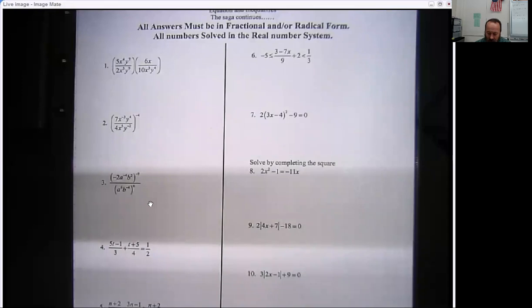And so I was requested that I would go through the equation inequality challenge problems and kind of go through those solutions. So here we go. In question number one, there's a variety of ways that you could do it.